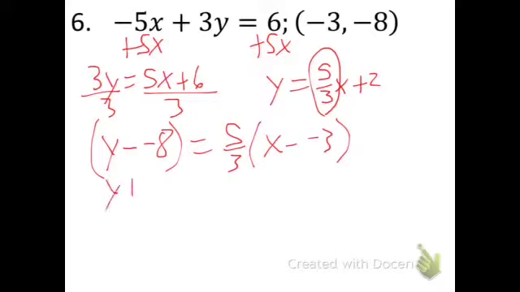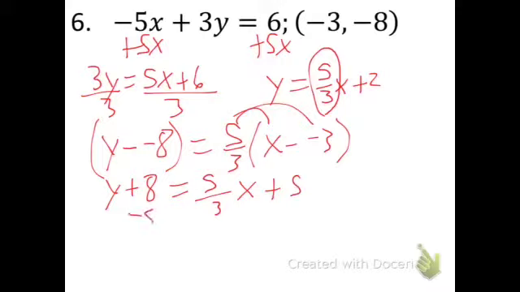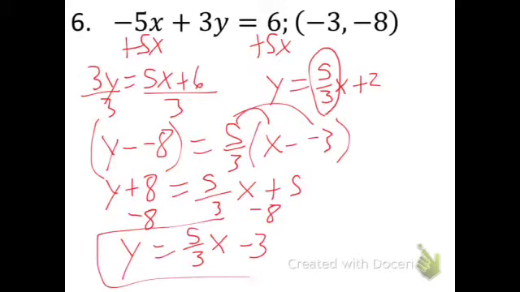Left side simplifies to y plus 8. Right side, if you distribute through, you're looking at 5/3 x. 5/3 times positive 3 is 5. And I'm going to subtract 8 from both sides to get y equals 5/3 x minus 3.